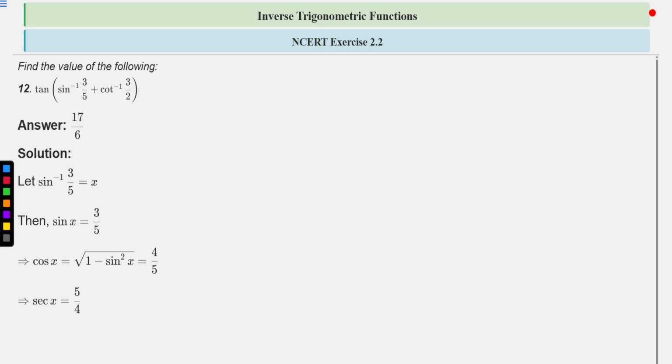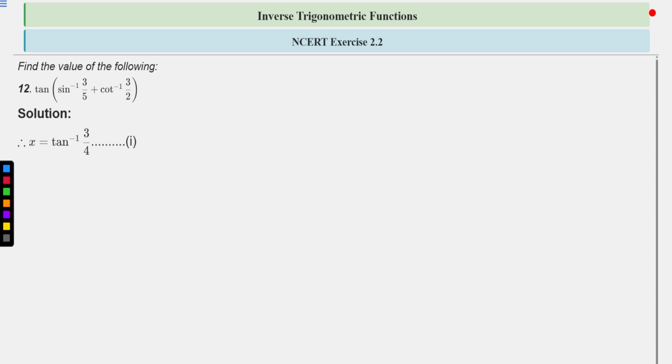Now cos x is 4 by 5, so sec x will be 5 by 4, right? Then tan x will be root over sec square minus 1, therefore root over 25 upon 16 minus 1, which is equal to 3 by 4. And also you can find tan x by dividing sin x by cos x, which is 3 by 4. So x will be equal to tan inverse 3 by 4. Let us take this as equation 1. So now sine inverse 3 by 5 will be equal to tan inverse 3 by 4, right?